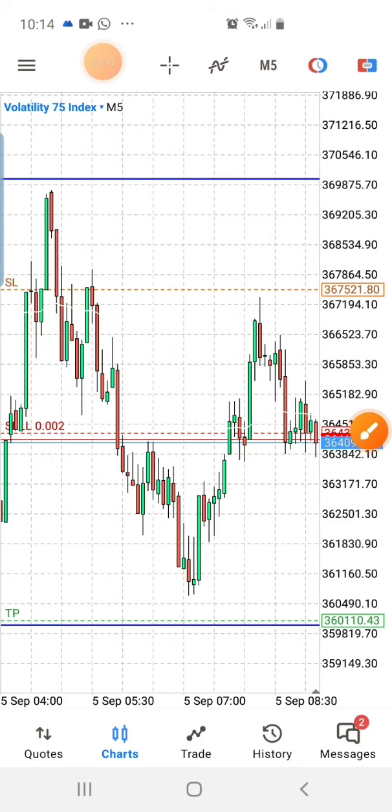Okay, so even right now the price is actually just wasting time. It's not making the kind of move I want, because I wanted to hit my TP live.